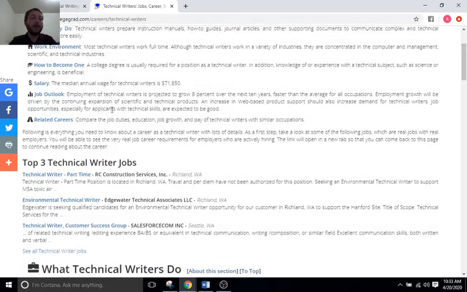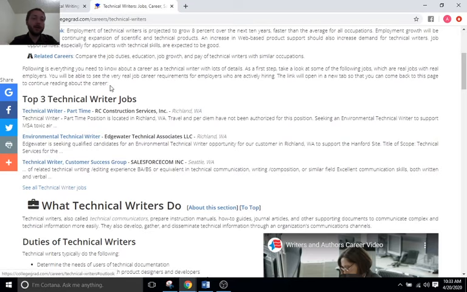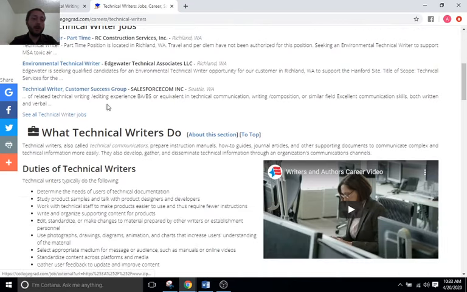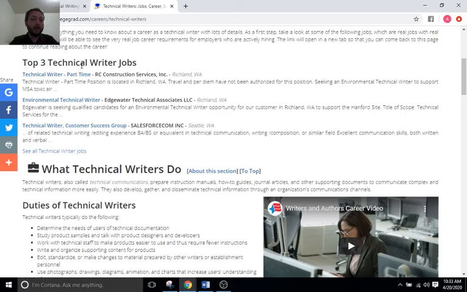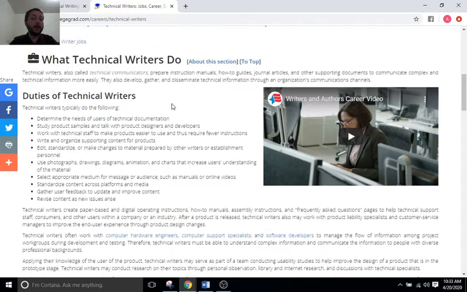If you go down this website, you can see the median salary here. They said it's about 71 grand. Hey, it's pretty good, I gotta say. It gives you information on how to become one, what the market looks like. Looks like the market is growing. Top 3 types of jobs. They even give you some real job offers or job descriptions there from places.